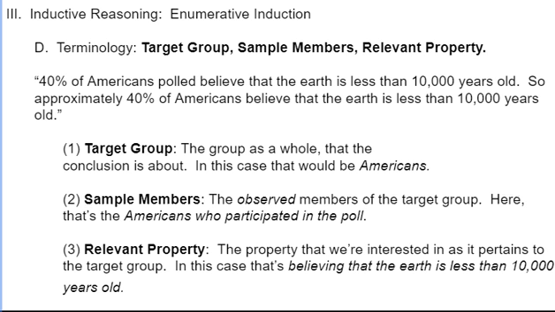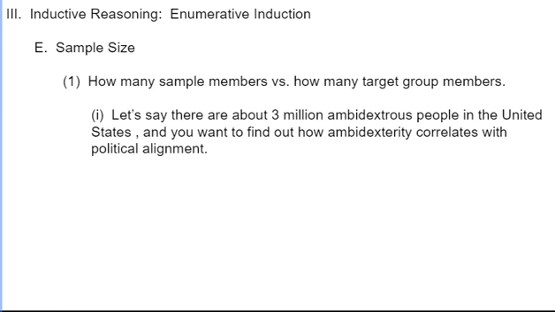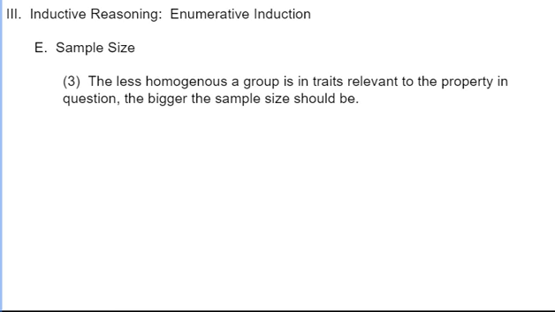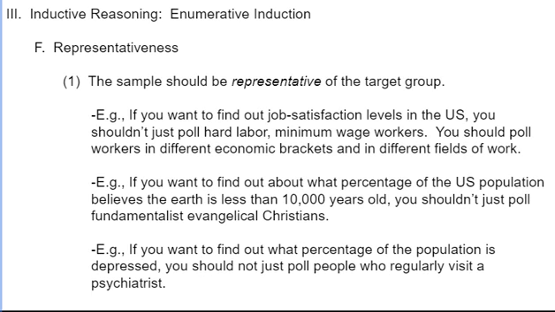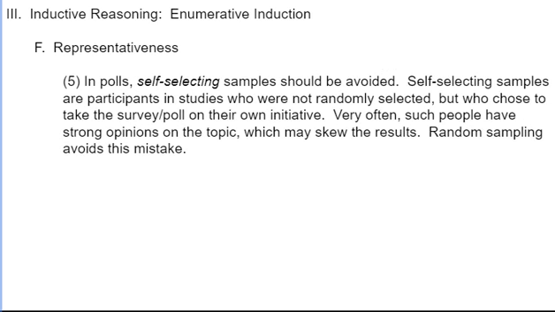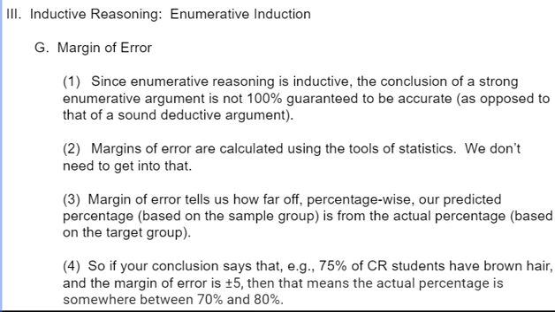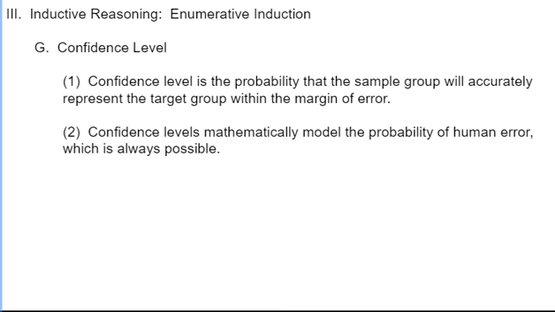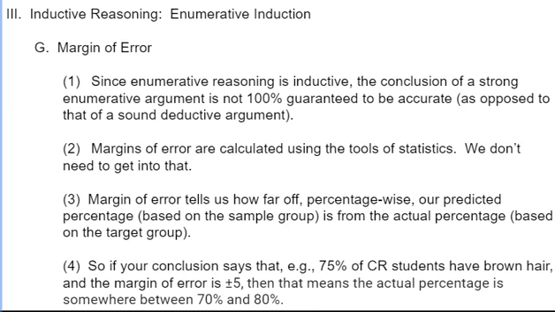So, vocabulary wise, concept wise, this is what I want you to know. Target group, sample members, relevant property, then things like sample size and representativeness, right? Those are the two things that really count when you're evaluating this type of argument: the sample size and the representativeness of the samples. I'm not going to ask you to really understand or talk about margin of error or confidence level. Okay, I included those just to be complete, but you won't be tested on those, and I don't think you need to know them.